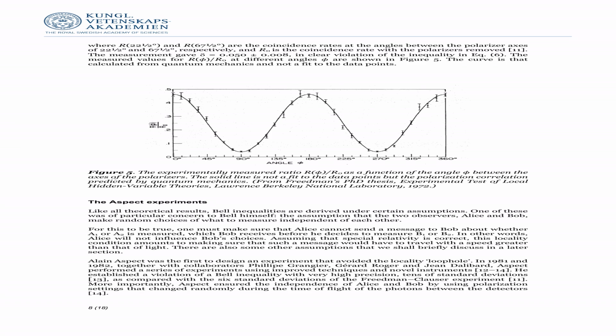Alain Aspect was the first to design an experiment that avoided the locality loophole. In 1981 and 1982, together with collaborators Philippe Grangier, Gérard Roger, and Jean Dalibard, Aspect performed a series of experiments using improved techniques and novel instruments, 12 through 14. He established a violation of a Bell inequality with very high precision, tens of standard deviations, 13, as compared with the 6 standard deviations of the Freedman-Clauser experiment, 11. More importantly, Aspect ensured the independence of Alice and Bob by using polarization settings that changed randomly during the time of flight of the photons between the detectors, 14.